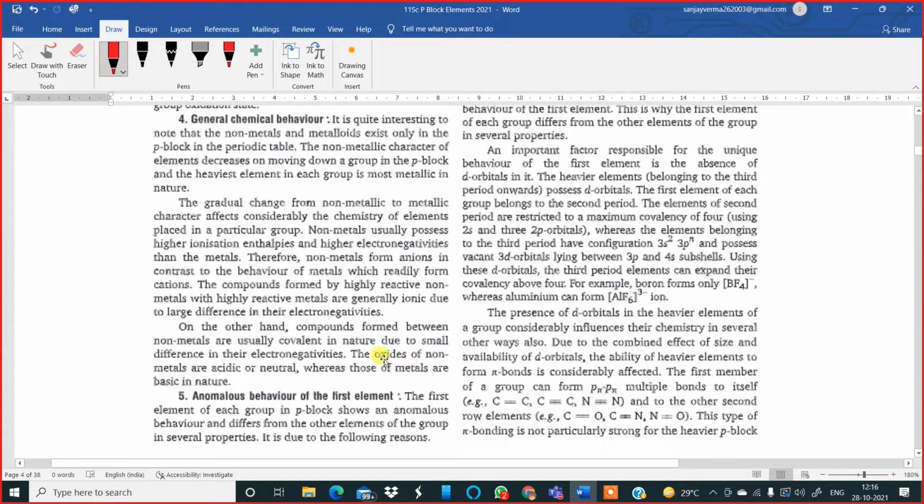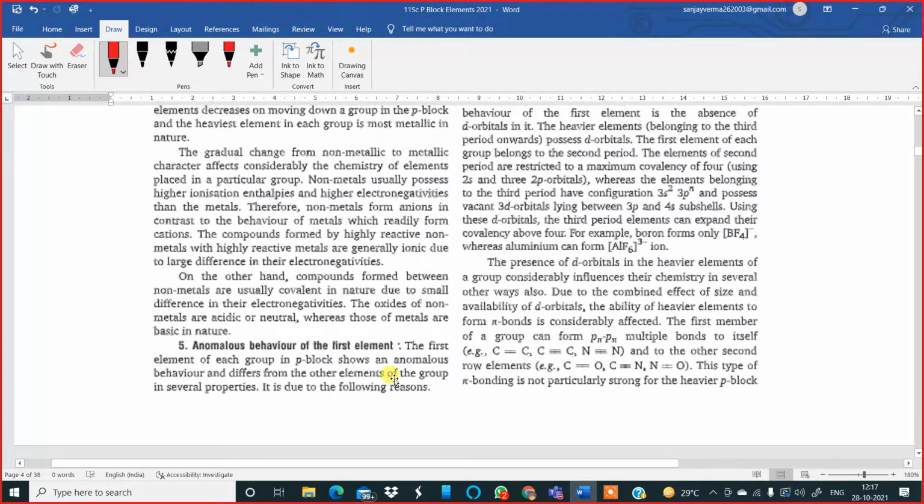The oxides of nonmetals are acidic or they may be neutral, whereas those of metals are basic in nature. Now, in any group, the first element is always behaving quite differently from the other members. That's why we have a word called anomalous behavior of the first element of the group.